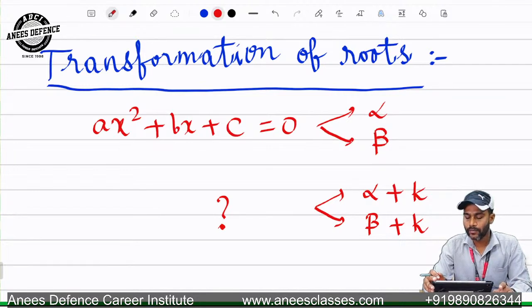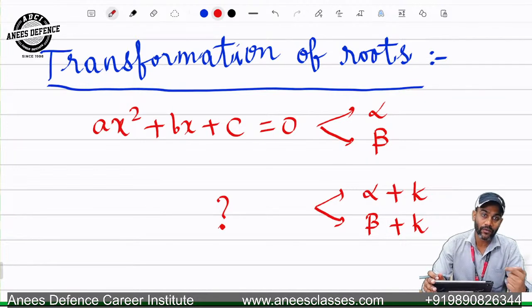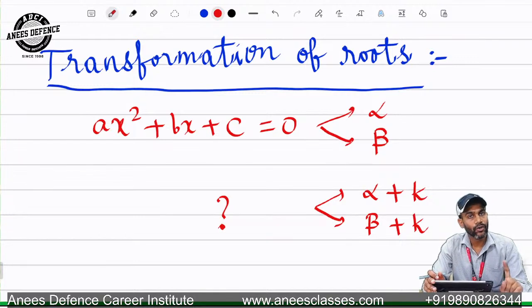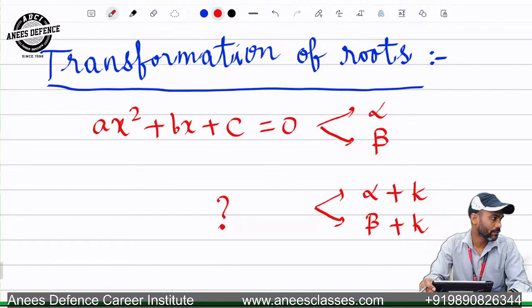Or maybe the question can be like this. Suppose again equation will be there and alpha and beta would be the roots. And you can be asked to find out the equation of which roots are reciprocal to the roots of the given equation earlier. I mean the roots would be 1 by alpha and 1 by beta. And you are supposed to find out the equation. Understood? So that is nothing but transformation of root. And we can see various combinations as well of these transformations. So we'll see one by one.